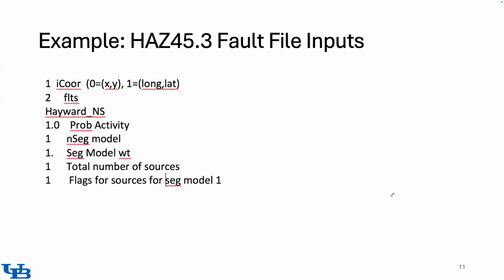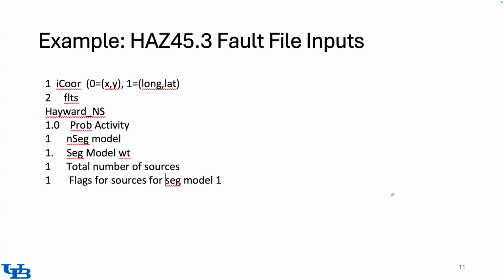Then you will define how many segments that this geometry has. So this is essentially how many parts of the fault could rupture and in what style. So you need to define how many segments and then how many source realizations you have.